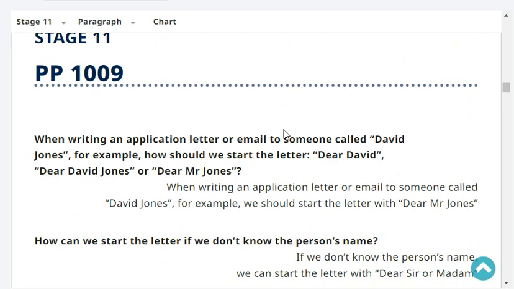When we're writing an application letter or email to someone called David Jones, for example, how should we start the letter? Dear David Jones, or Dear Mr. Jones? When we are writing an application letter or email to someone called David Jones, for example, we should start a letter with Dear Mr. Jones. Very good.